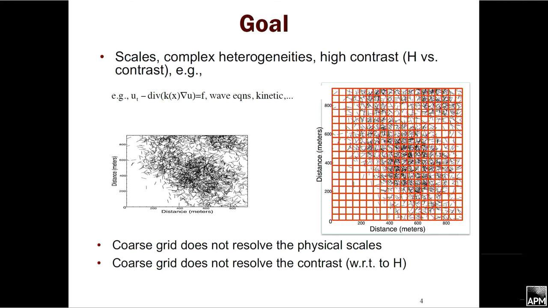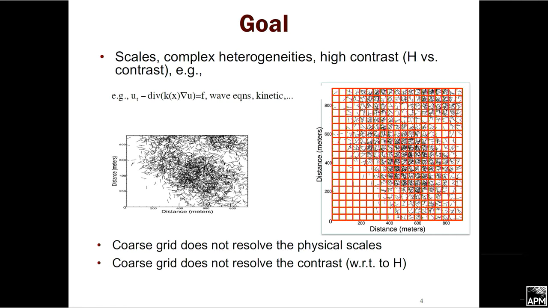I'd like to set a grid. I will call it a coarse grid because it's coarser with respect to the heterogeneities. So each grid block does not resolve the physical scale. In other words, inside the grid block, I have a lot of scales. But also, importantly, this coarse grid does not resolve the contrast. What I mean by this is that if I look inside each coarse grid block, the jump in the diffusion coefficient can be much larger than the inverse of the mesh size.